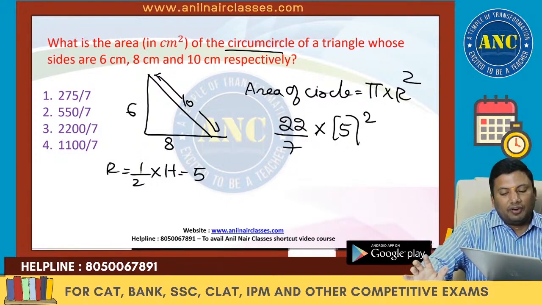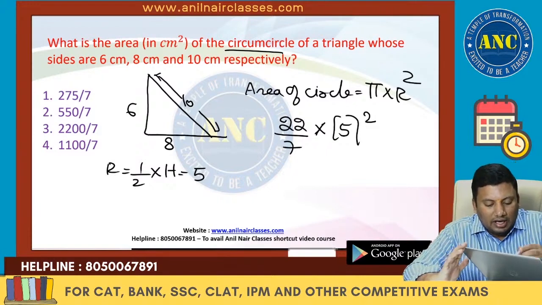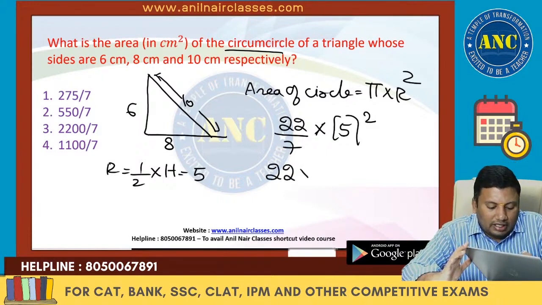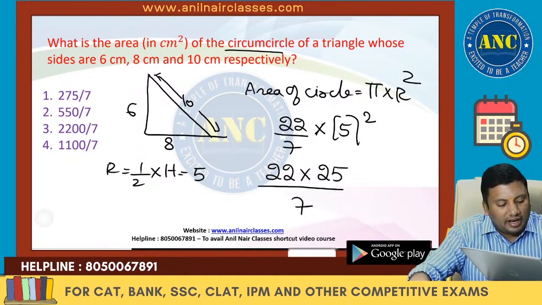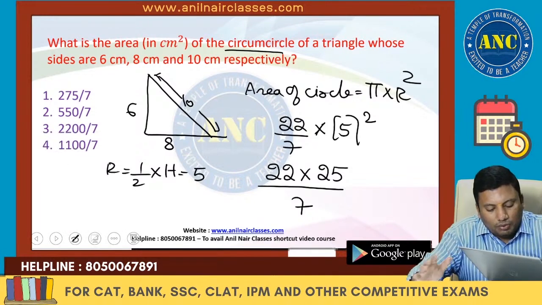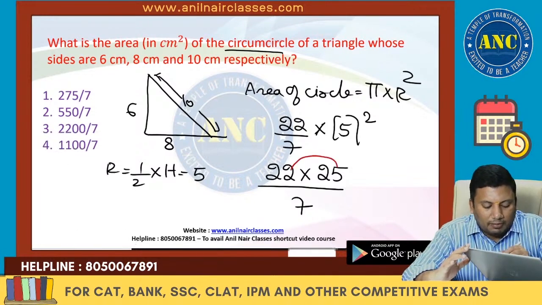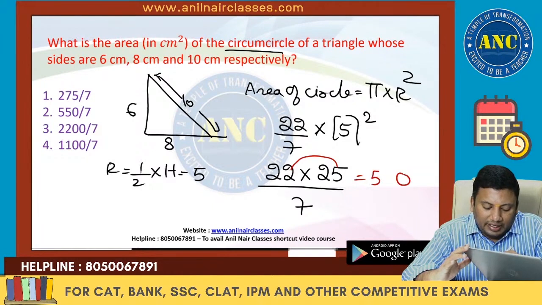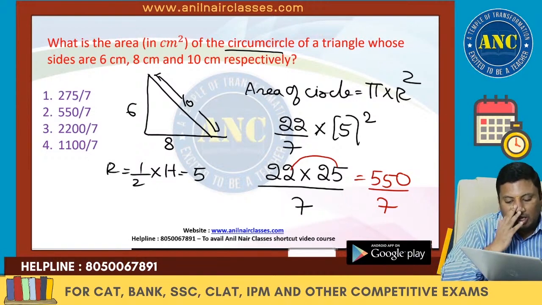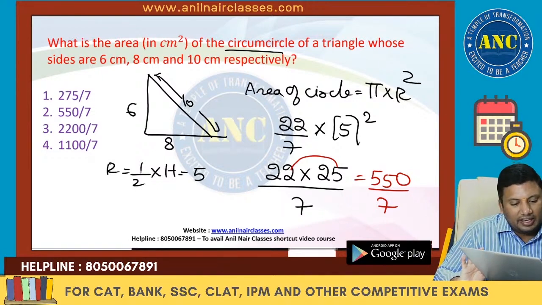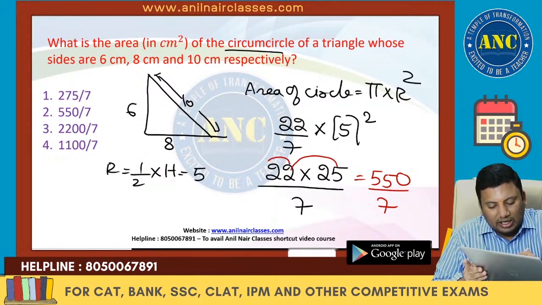Now listen carefully, sir. It is nothing but 22 into 25 divided by 7. One way is to multiply: that is nothing but 550 divided by 7. Another way to do it, now see here, 550 divided by 7.